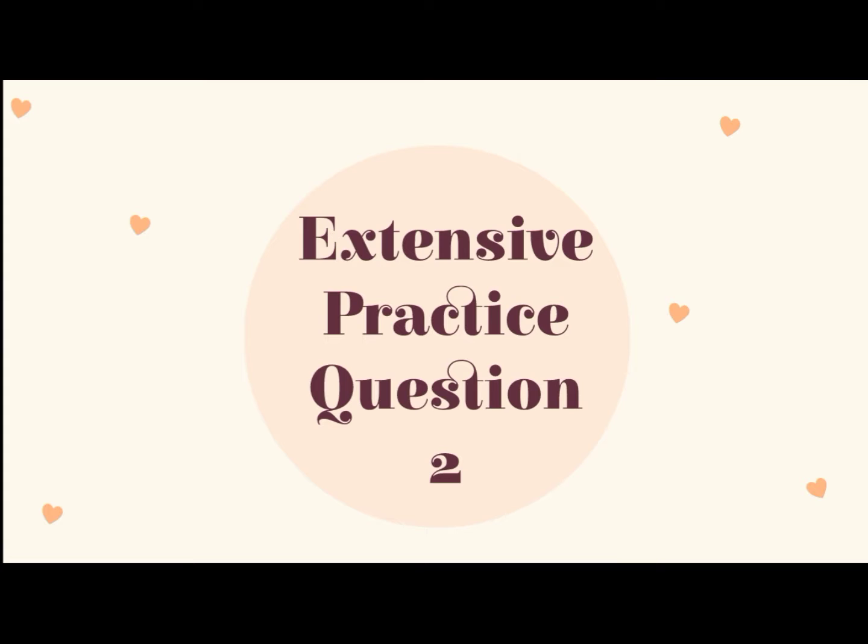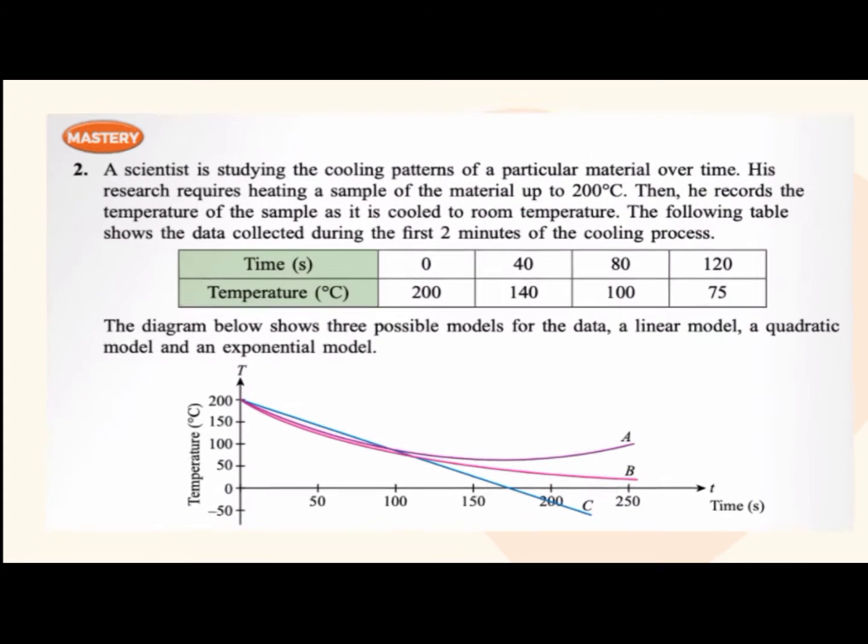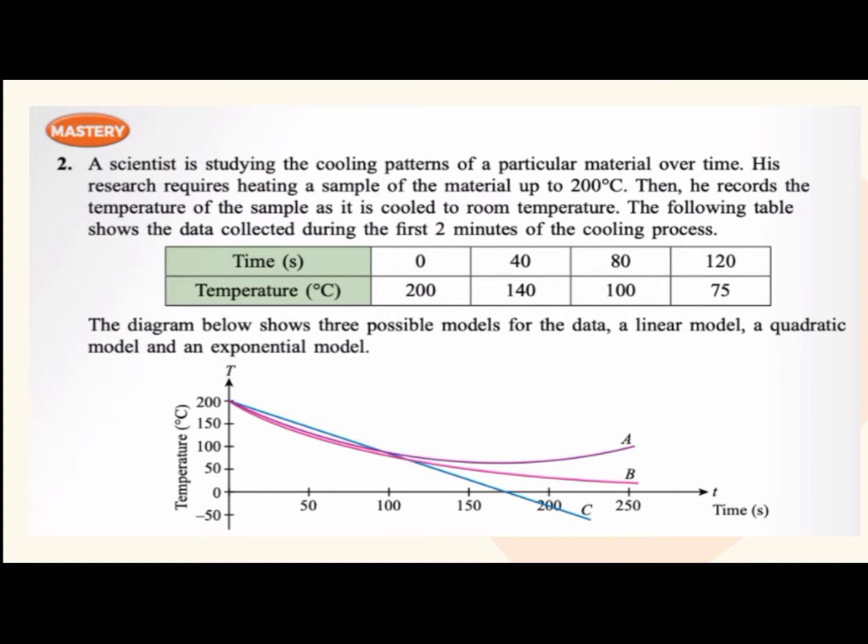Extensive practice question 2. A scientist is studying the cooling patterns of a particular material over time. His research requires heating a sample of the material up to 200 Celsius. Then, he records the temperature of the sample as it is cooled to the room temperature. The following table shows the data collected during the first 2 minutes of the cooling process.